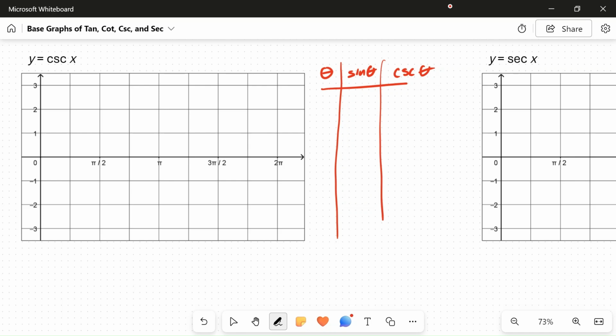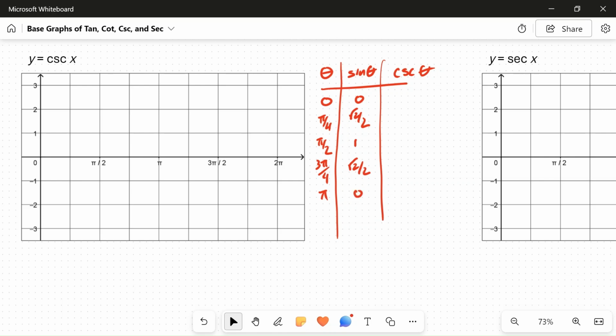If we do, let's just do 0, pi over 4, pi over 2, 3 pi over 4, and then pi. Let's just stop there for now. Let's compute the sine of these. Sine of 0 is 0. Sine of pi over 4 is root 2 over 2. Sine of pi over 2 is 1. Sine of 3 pi over 4 is again root 2 over 2. And then sine of pi is back to 0.